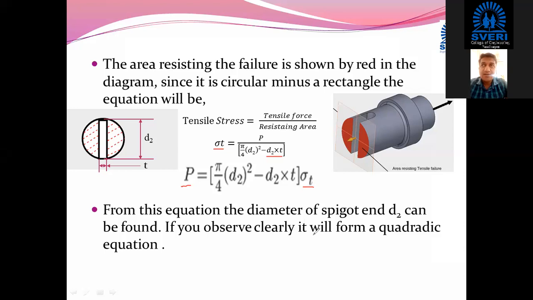Design a sprocket and spigot quarter joint for transmitting 15 kilonewton force in tensile mode or in compressive mode, that can be considered. Okay, because for the tensile and compressive we are going to consider the same sort of force and stresses are induced.